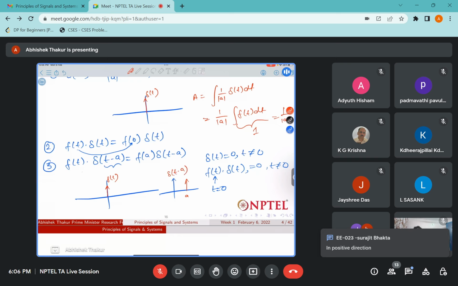So at what value of t will f exist when you multiply this? At only t equal to a. That's why we have kept t equal to a, because at all other values δ(t minus a) is 0. So when you multiply it, it will become 0. So these two properties are very easy. You can think by common sense also, you will get.